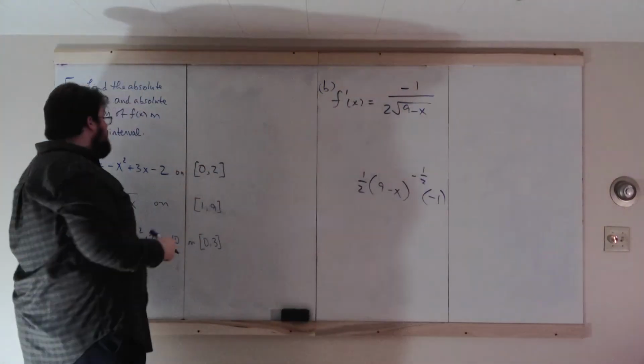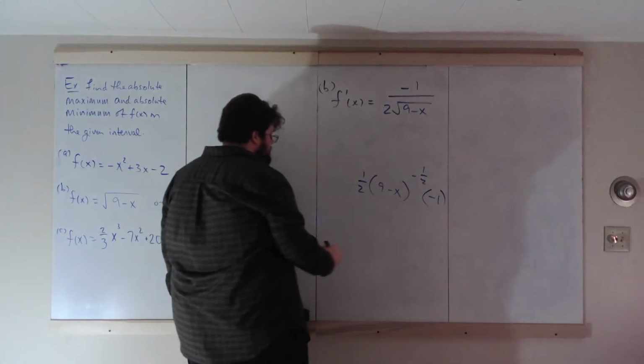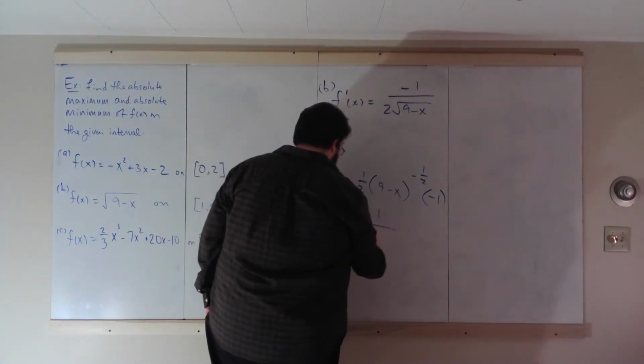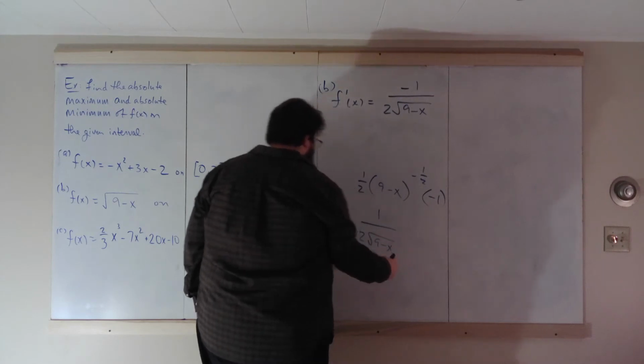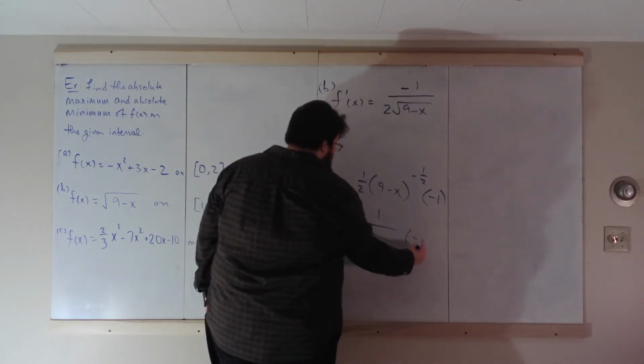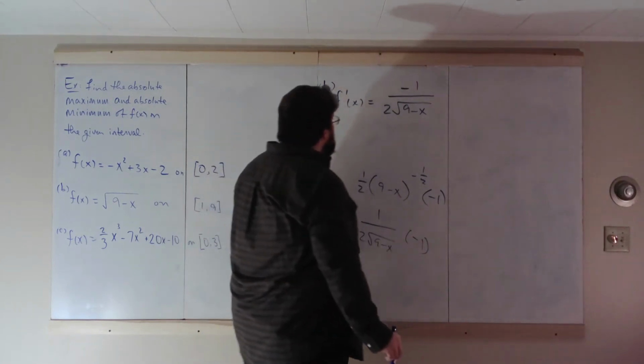Another way of seeing that is by using the square root observation that the derivative of square root of x is 1 over 2 root x. But then you multiply by the derivative of the inside, and you put that negative 1 on top.